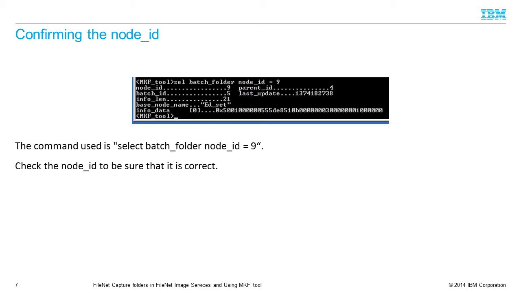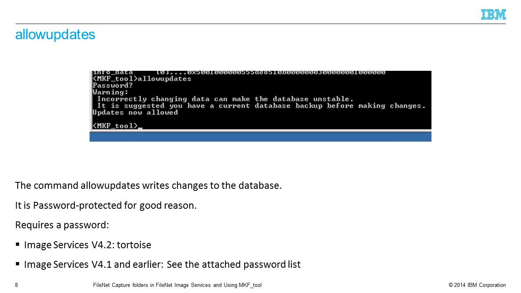Slide 7. Before you delete anything from the internal database, take extra steps to ensure the correct entries are deleted. The select command is used by entering the text SEL followed by the table, batch folder, and the node ID. The command SEL batch folder node ID equals 9 is run and returns a single result, which is the folder previously selected in Notepad. Note that in this example you can spell out the entire command such as select, or type the first 3 letters of the command such as SEL, followed by the necessary parameters batch folder and node ID equals 9.